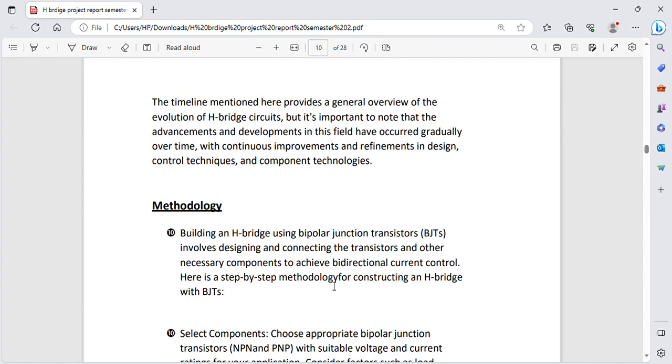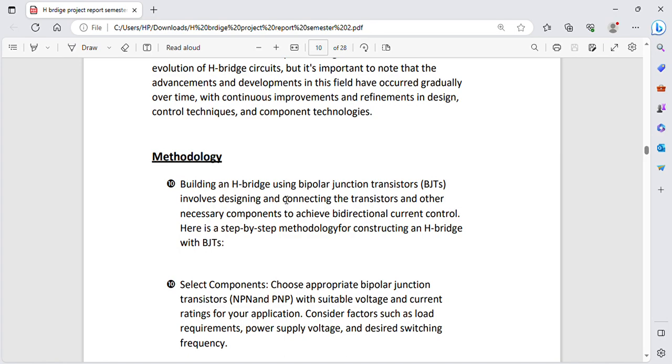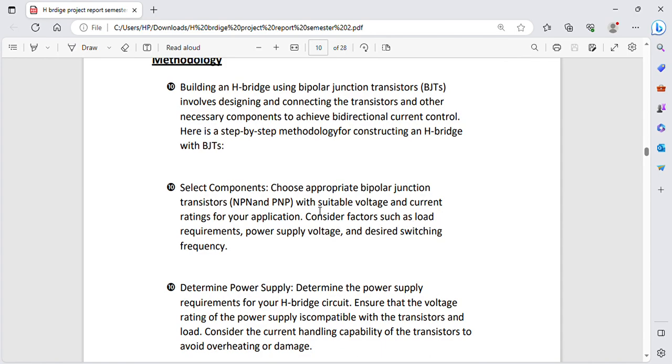So next thing is the methodology. What's the method for building or making an H-bridge? Building an H-bridge using bipolar junction transistors involves designing and connecting the transistors and other necessary components to achieve bidirectional current control. Here is the step-by-step methodology.